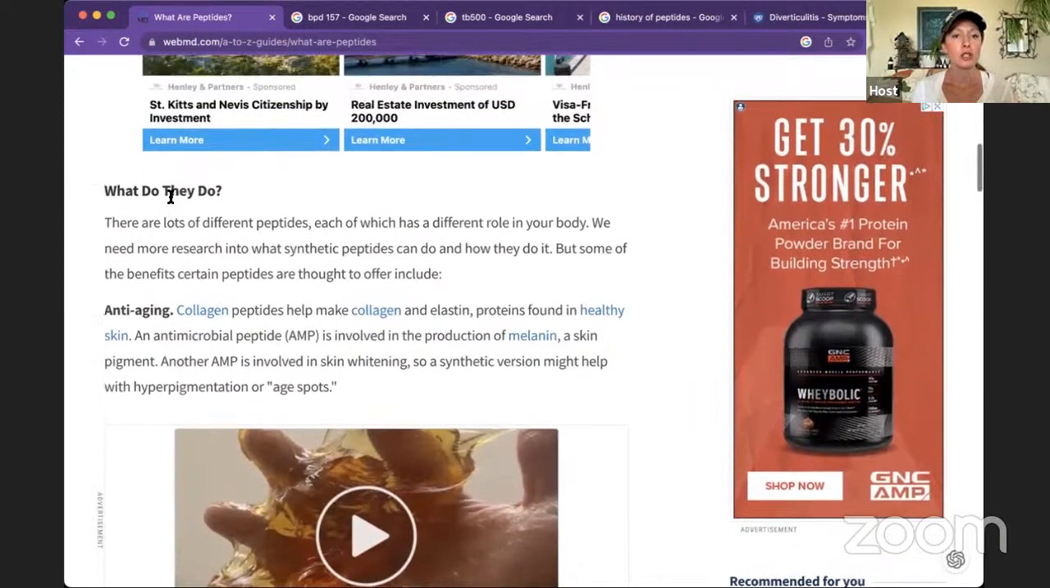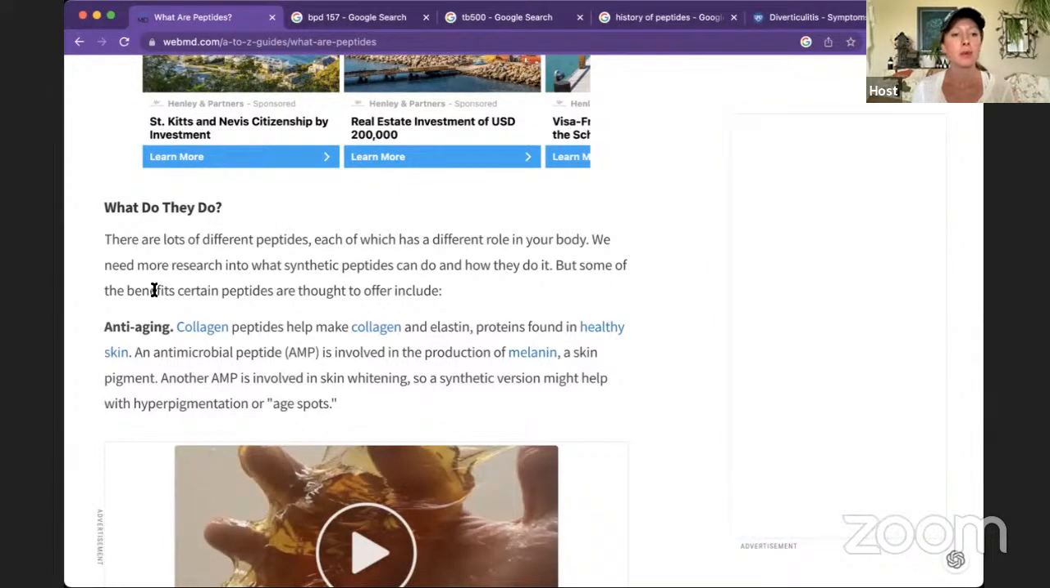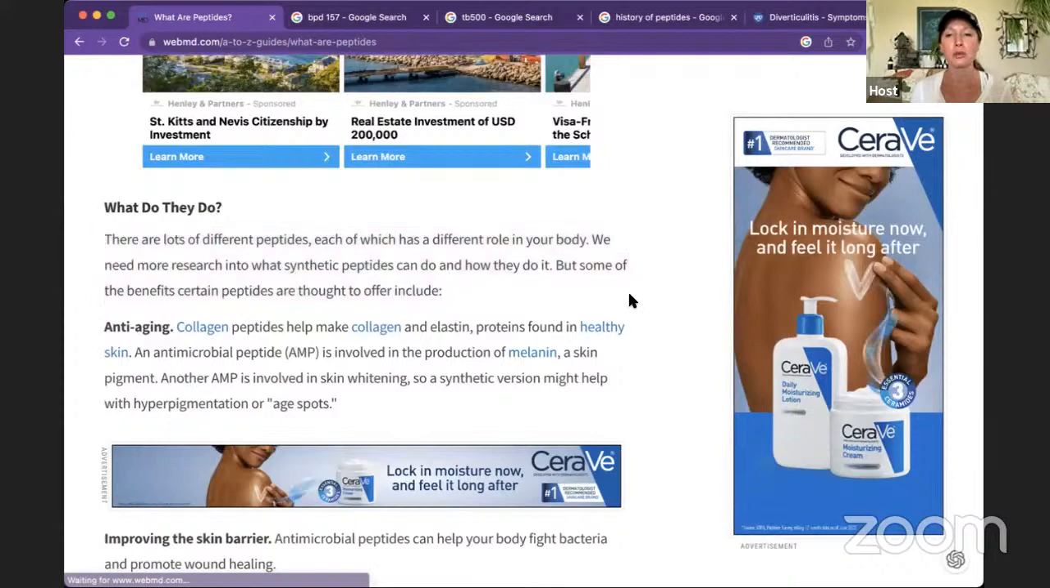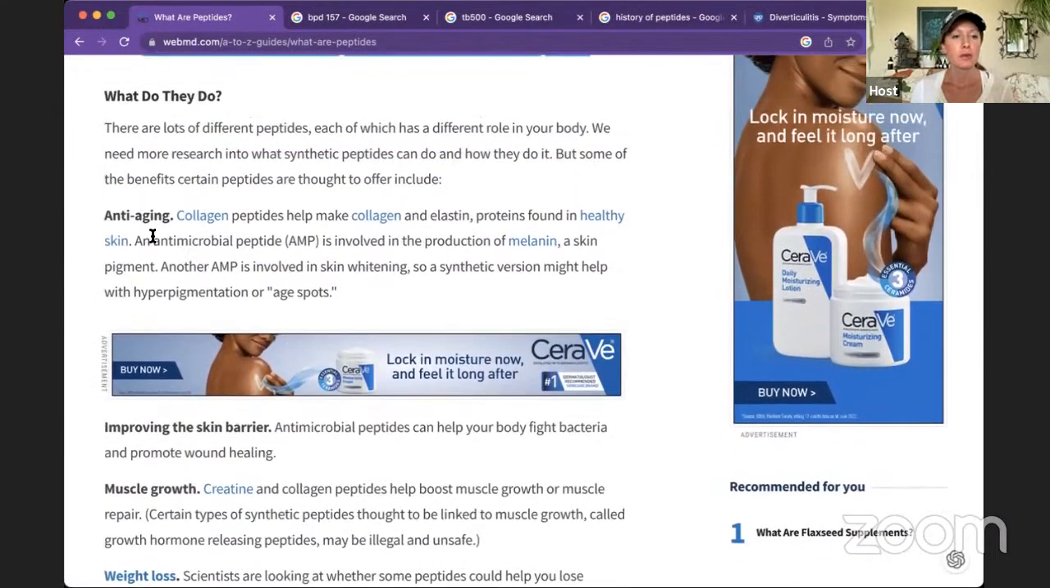And so what do they do? There are lots of different peptides, each of which has a different role in your body. We need more research into what synthetic peptides can do and how they do it, but some of the benefits certain peptides are thought to offer include, now again, good short paragraph to record and check. I'll just read this section.